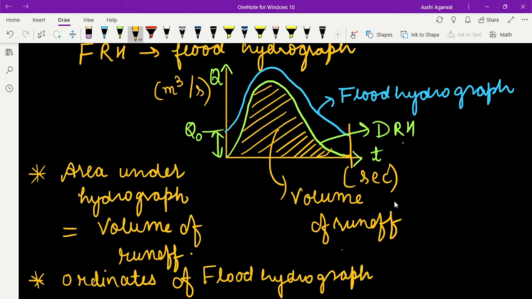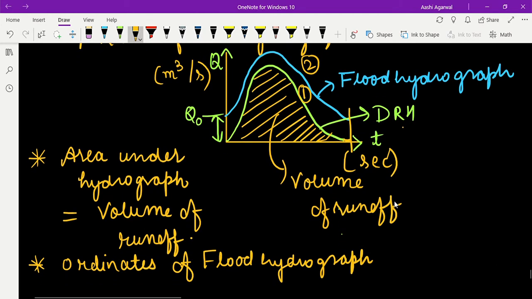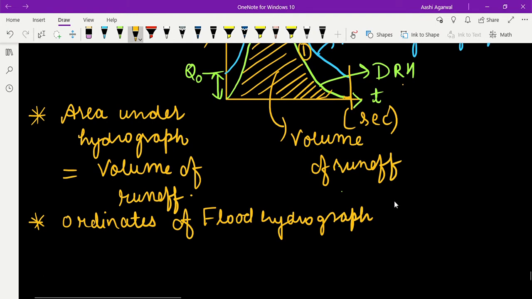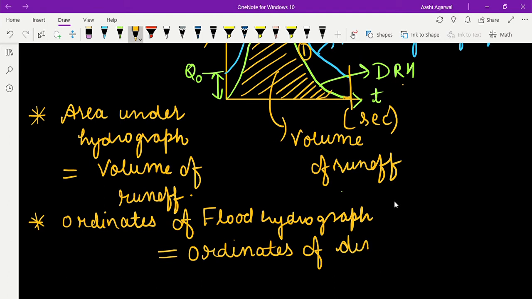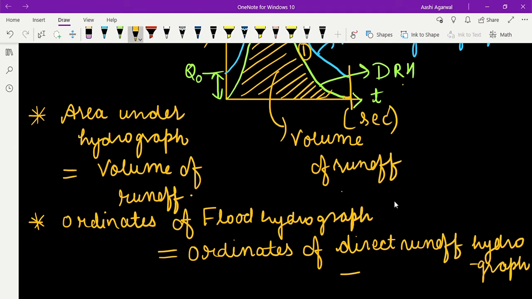So how can I get the ordinates of this hydrograph number 2? I have to take the ordinates of hydrograph number 1 and add the base flow to it. So basically, I am saying that the ordinates of the flood hydrograph are equal to the ordinates of the direct runoff hydrograph plus base flow.